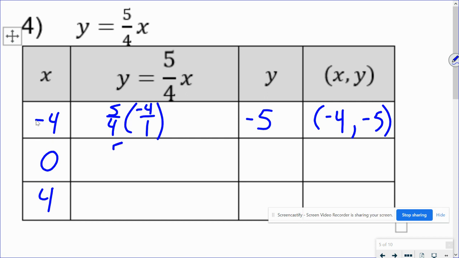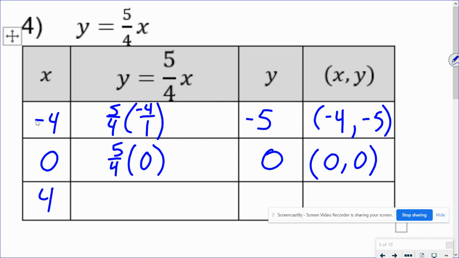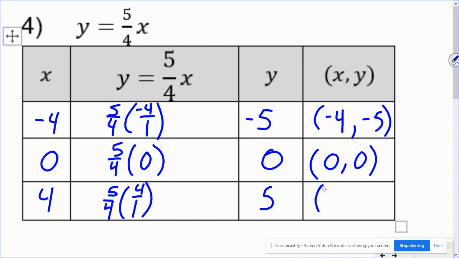Anything times 0 is 0, so that one's a super easy one right there. We just get 0. That's your origin. So our y-intercept is crossing at our origin. If you're not adding or subtracting anything and you use opposite numbers, you're going to get the opposite answer. So we get a +5. So 4, 5. And then we just plot those 3 points. You make your straight line, find your slope, and your y-intercept.